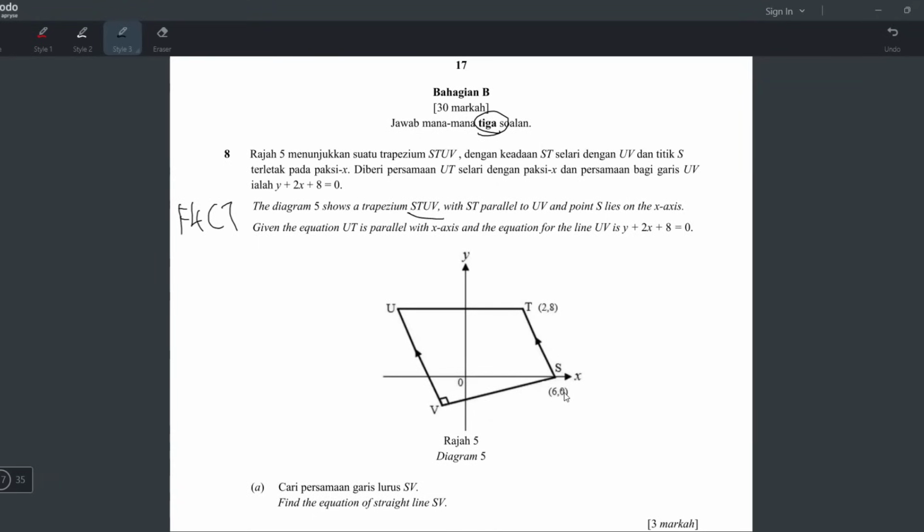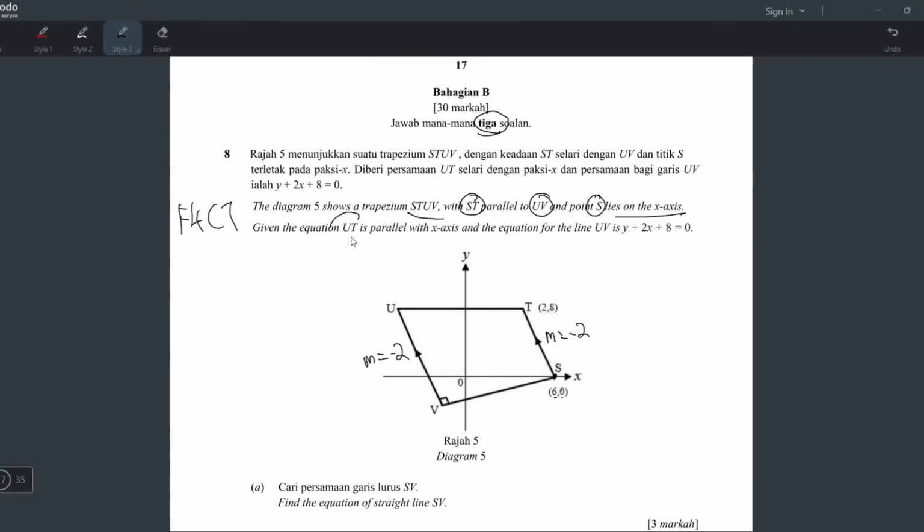So 8 minus 0 is 8. Divide by 2 minus 6, negative 4. So the gradient is negative 2. And guess what? The gradient here is negative 2 also, because they are parallel. And they also mention it here, ST parallel to UV. So they both have the same gradient. And point S lies on the x-axis. So yeah, I can see it is on the x-axis. And they also give you the coordinate already, 6, 0. So this is the x-intercept.